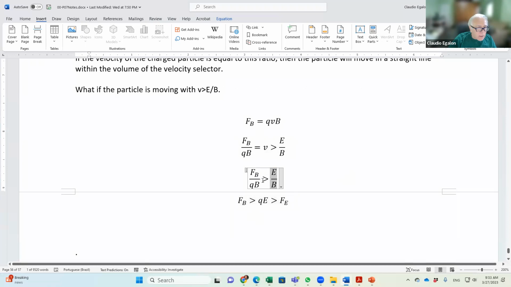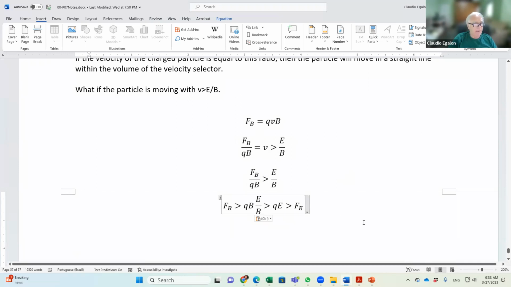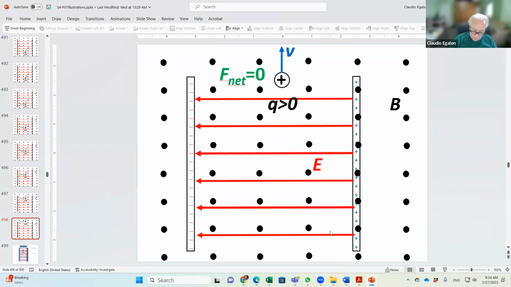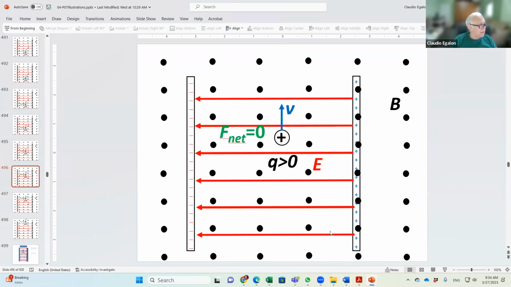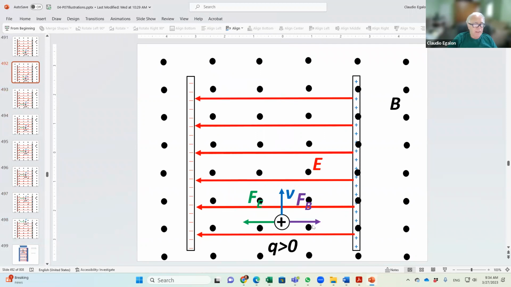QB times E over B. This B cancels out with B, and we end up with QE right here, which implies the magnetic force is going to be greater than the electric force. Under this circumstance, what's going to happen to this particle? The magnetic force is going to be greater, and the particle is going to deviate to the right.